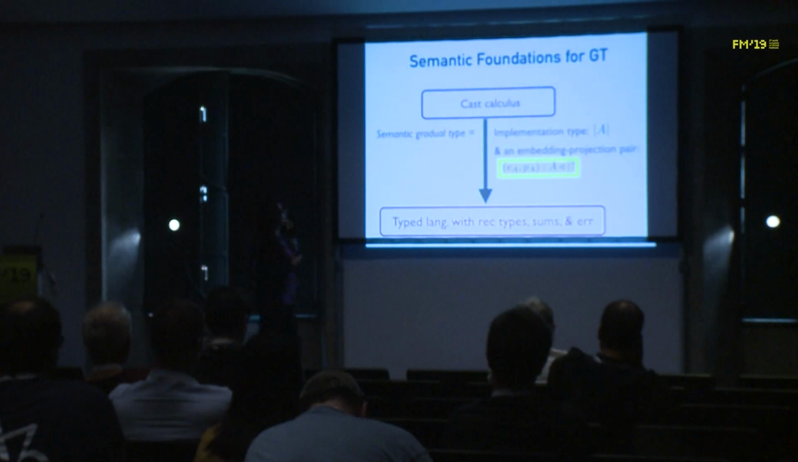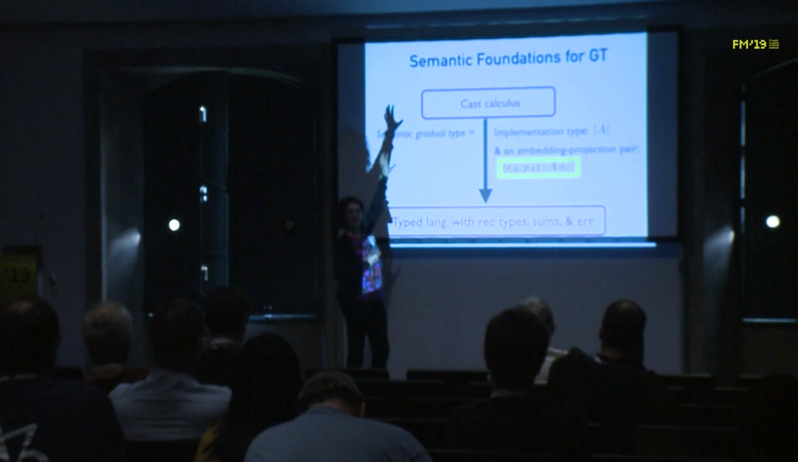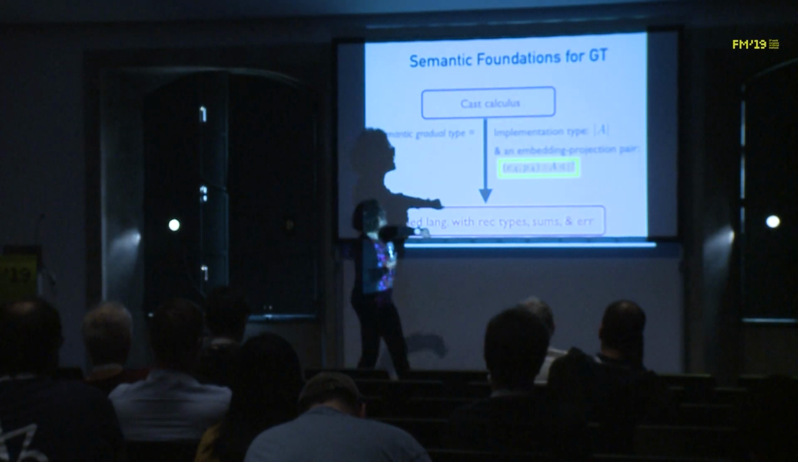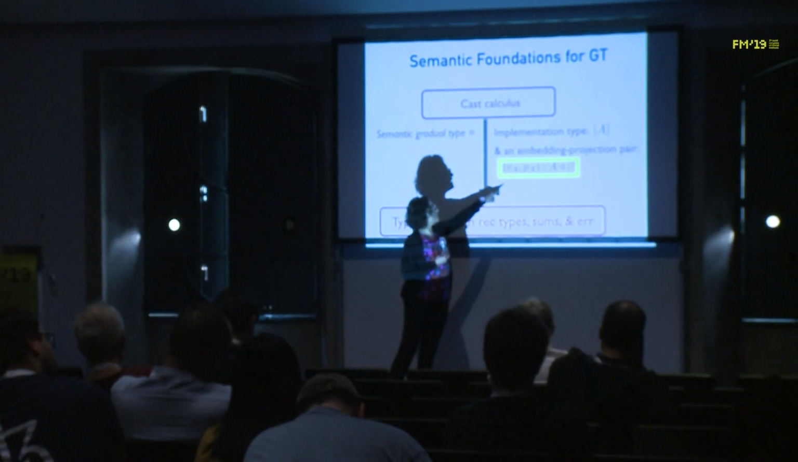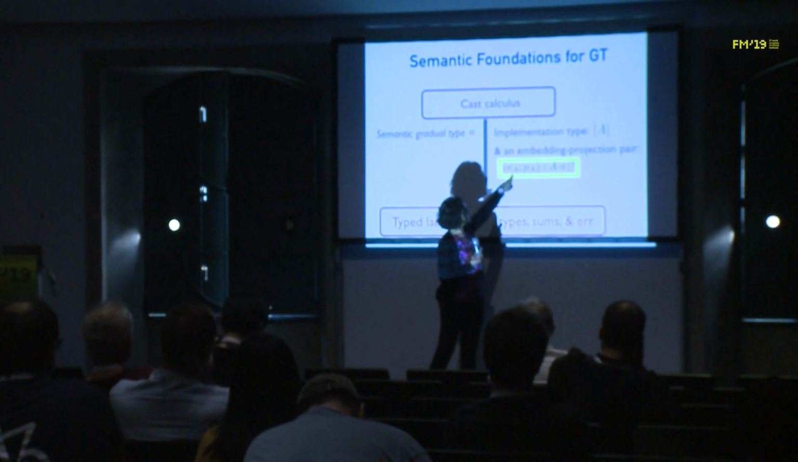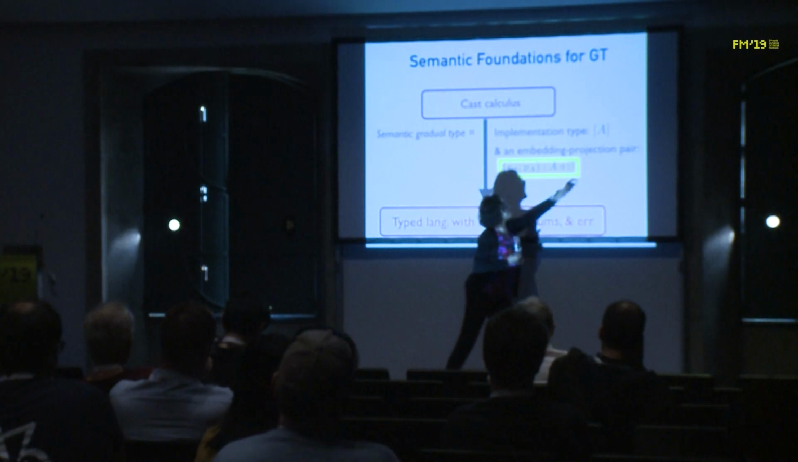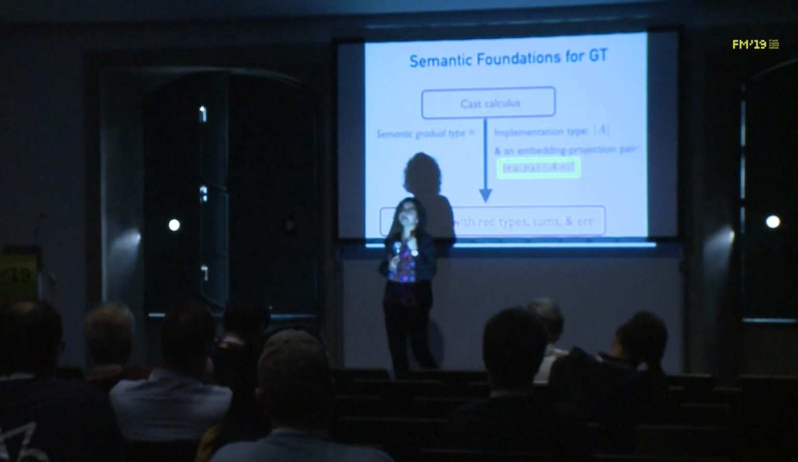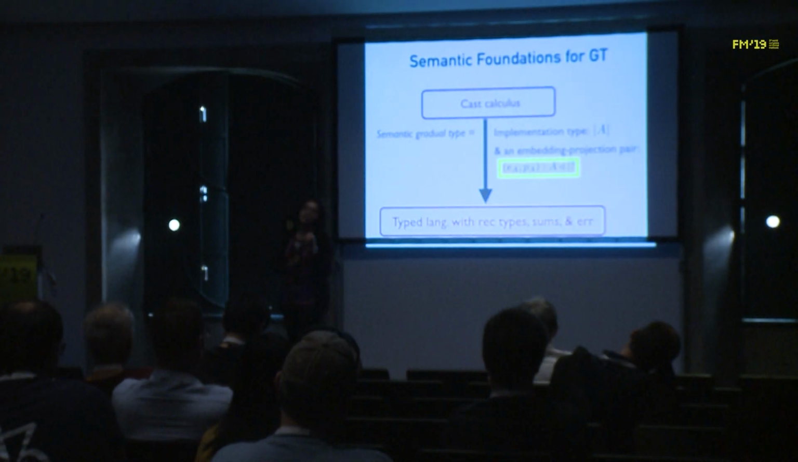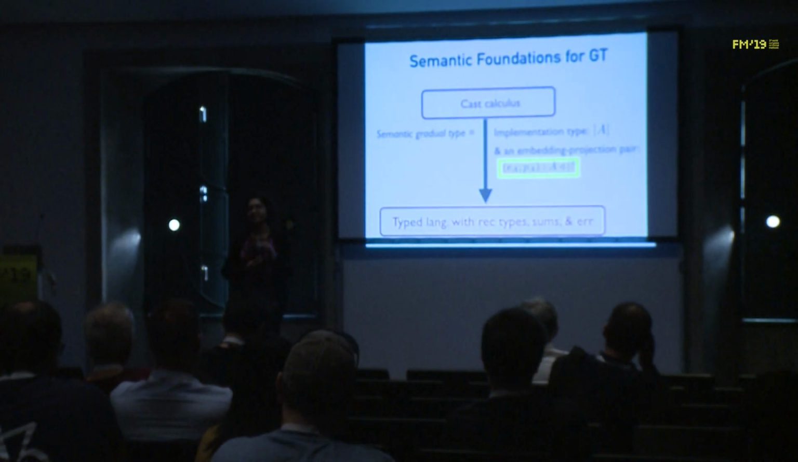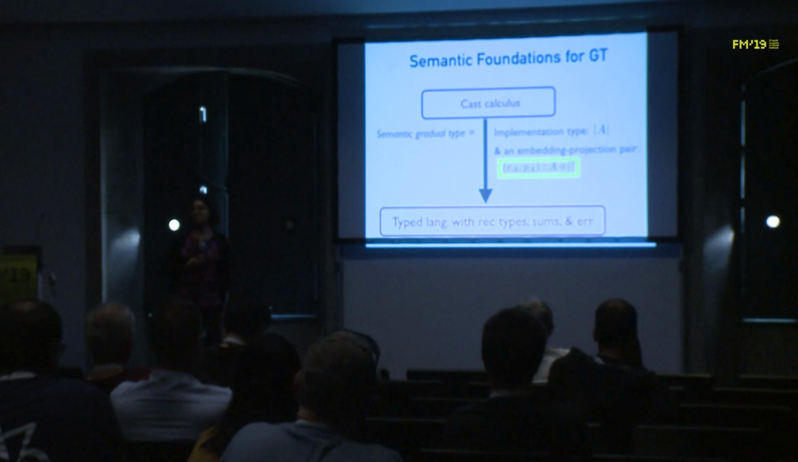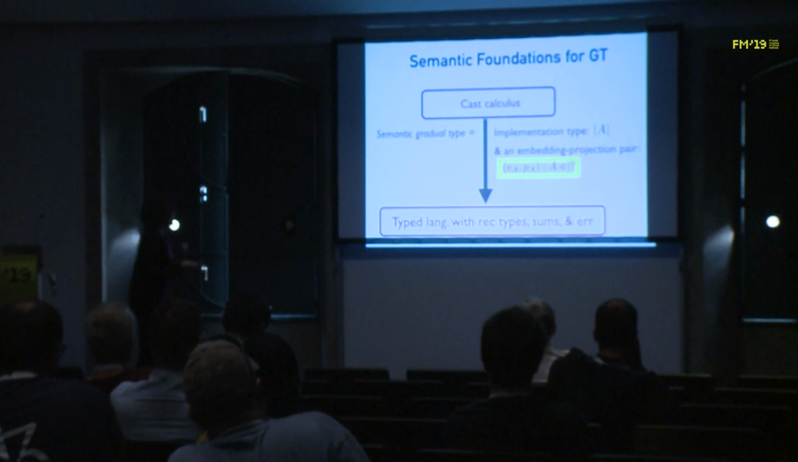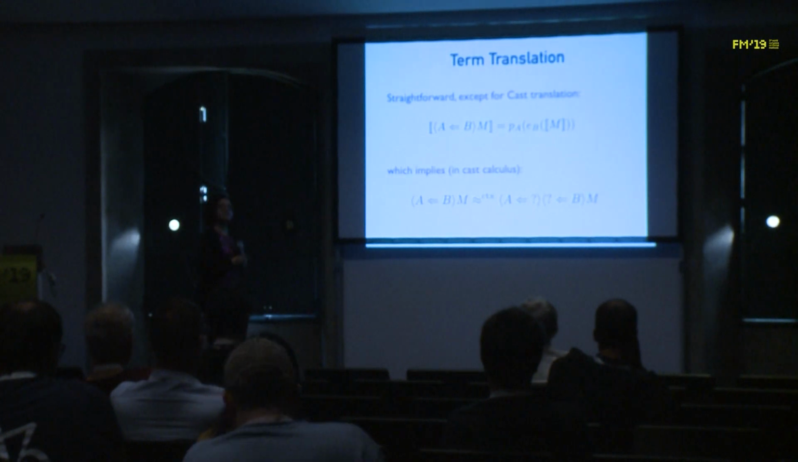And I'm going to give meaning to my cast calculus gradual types using the implementation of the type and an EP pair. The EP pair is basically telling me how to embed and project the type A into the interpretation of my dynamic type. How do I embed? How do I project? And this embedding and projection should have those projection pairs from the last slide. So that's what a semantic type is.